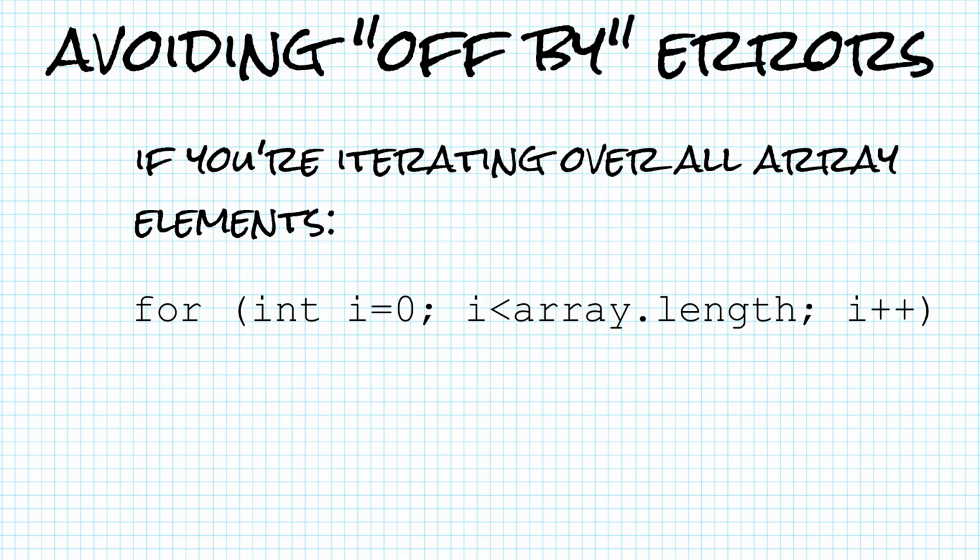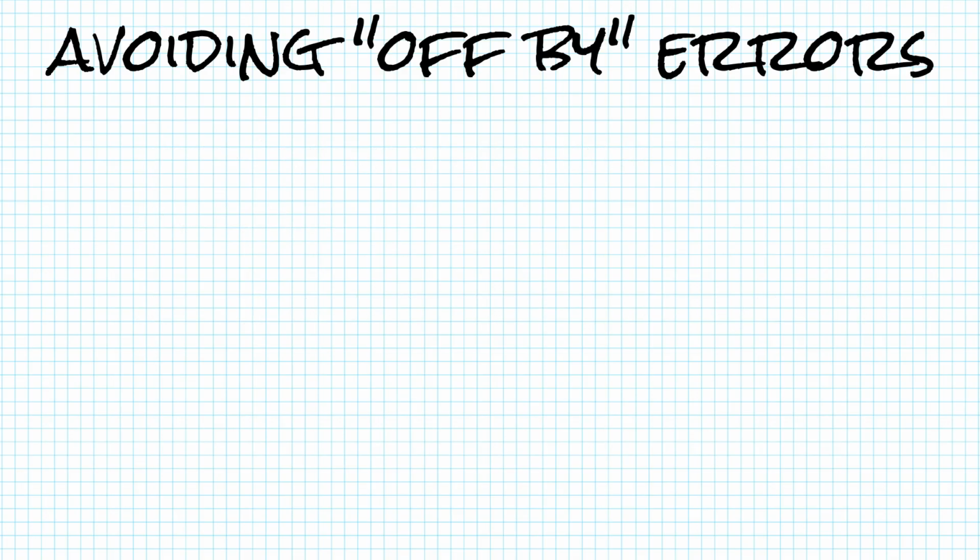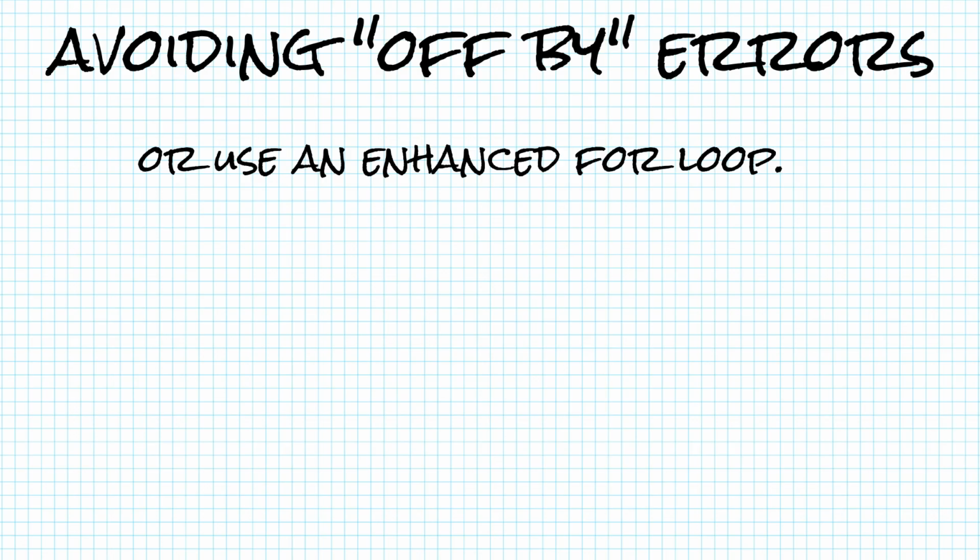First, if you're going to iterate over all elements in an array, you should either use the pattern for int i = 0, i < array.length, i++, or you can use a structure called the enhanced for loop. I have an example here.